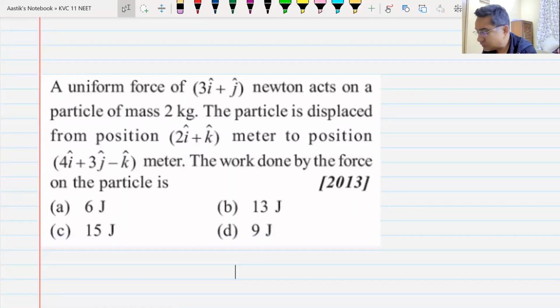A uniform force of 3i plus j newton acts on a particle of mass 2 kg. The particle is displaced from the position 2i plus k to the position 4i plus 3j minus k. What is the work done by this force on the particle? So let us see if you can give me the answer for this one. You have 2 minutes to do this.